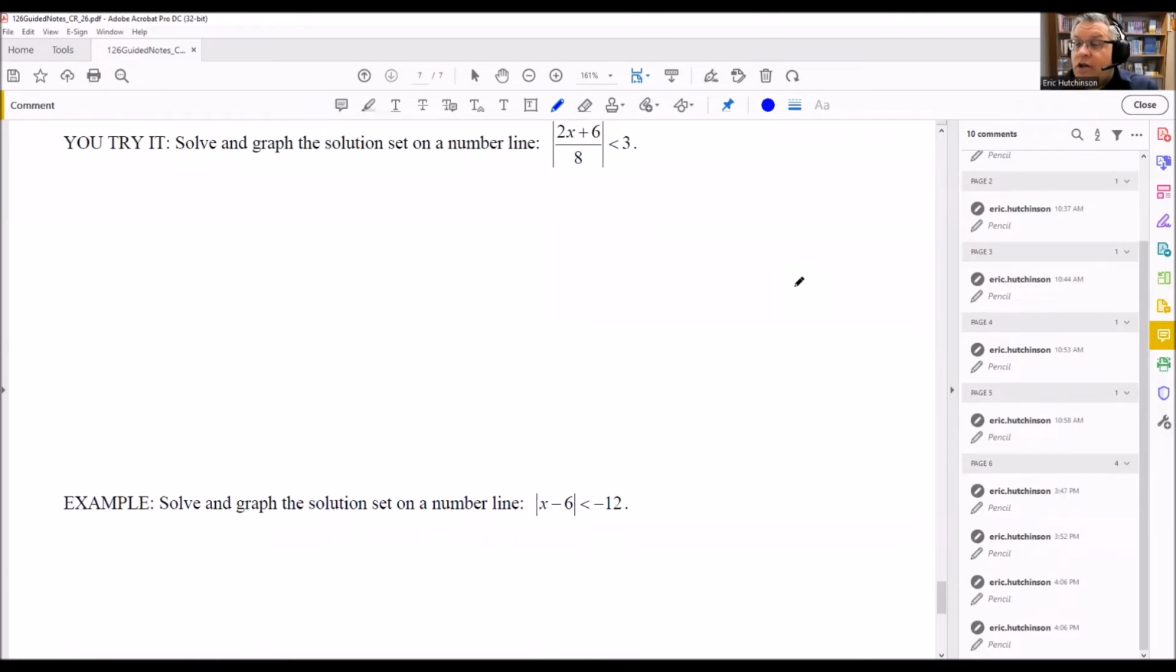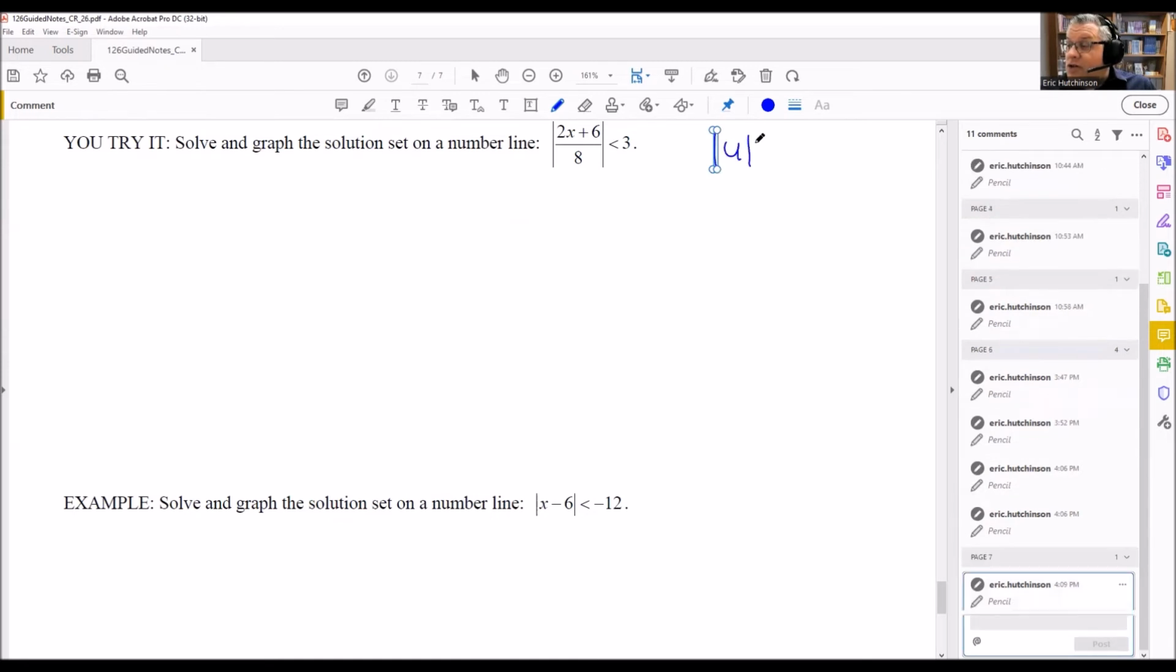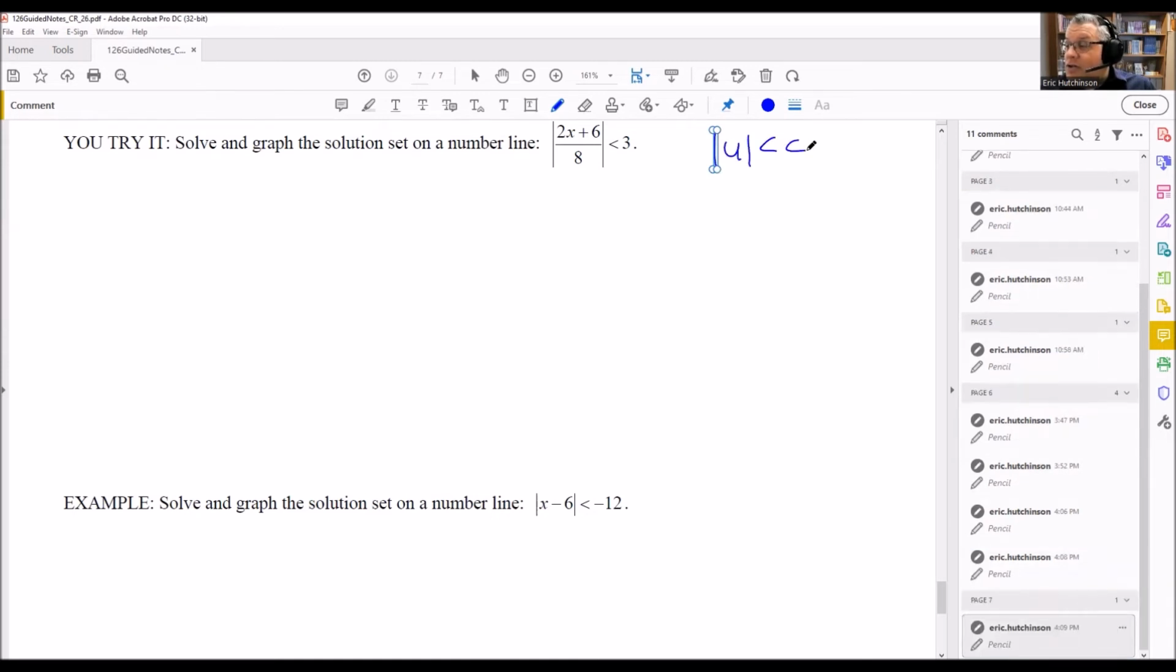The next one is another one that has a fraction inside. So this is set up similar. It's going to be a compound inequality. The only difference is that if you have less than c, then it's just going to be less than symbols instead of less than or equal to symbols. So it's still similar to when we did that before. Everything inside the absolute value is your u, and your c in this case is 3.